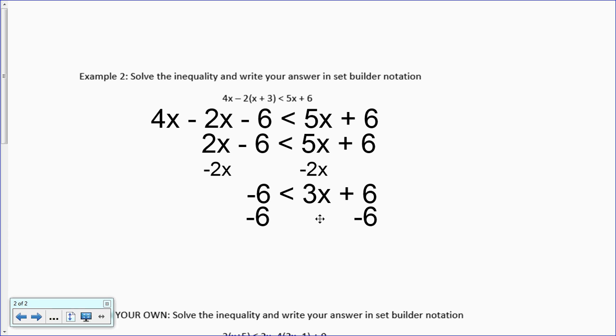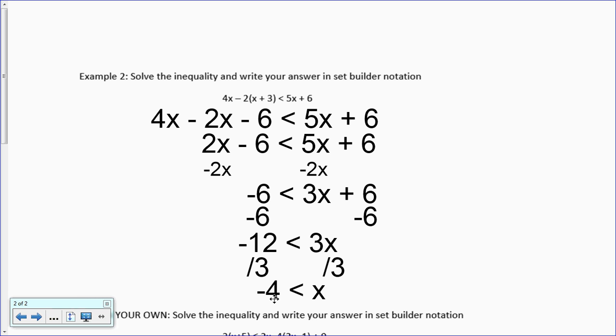And I don't need it there, I need it on the constant side over here. So I'm going to go ahead and subtract 6 from both sides. 6 over here will cancel out. Negative 6 minus 6 is going to give me negative 12 is less than 3x. So now it's just a one step. I need to divide both sides by 3. And then it's going to give me negative 4 is less than x.